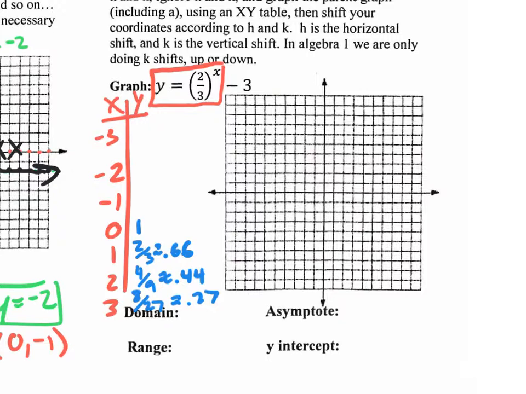So what do you think's happening here? It's getting smaller and smaller and smaller. It's decaying. But we already knew it was a decay because of the fraction being smaller than 1.